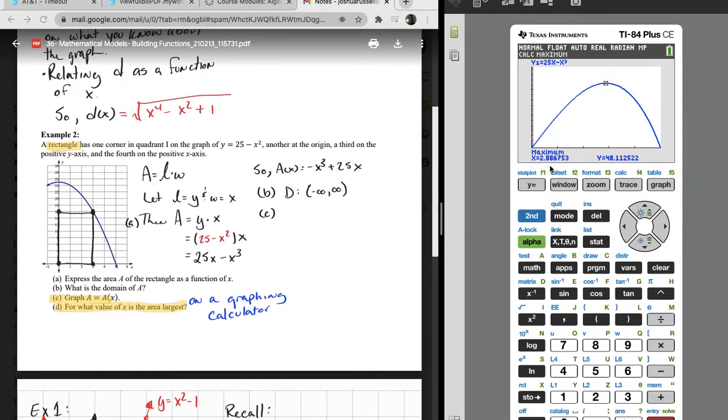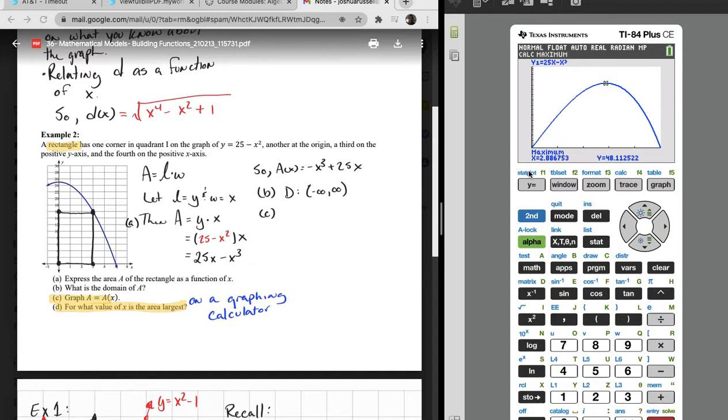We'll round to 2 decimal places here. So x is about 2.89, and the maximized area is 48.11. A way of interpreting this is that a width of 2.89, whatever the units are, will maximize the area, with the maximum area being 48.11 square units, or whatever we're talking about.